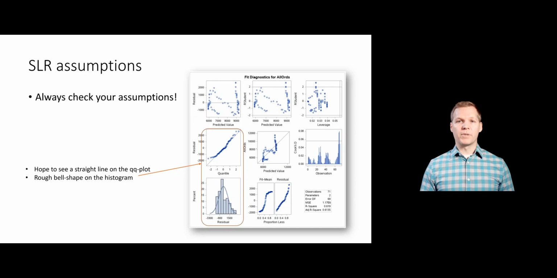And then what we hope to see in these bottom two graphs would be a straight line for that middle left graph, and then a rough bell shape for that bottom one. We don't see too much deviation from that here, so this is checking on the normality assumption. We would say the normality assumption is probably okay.